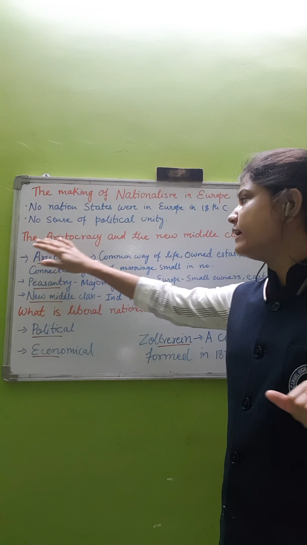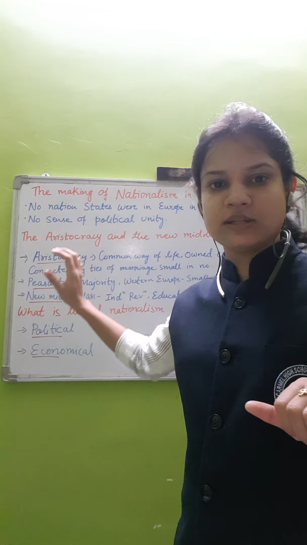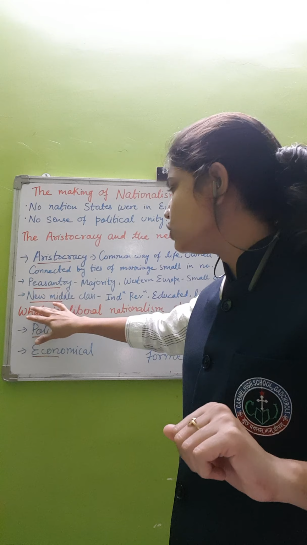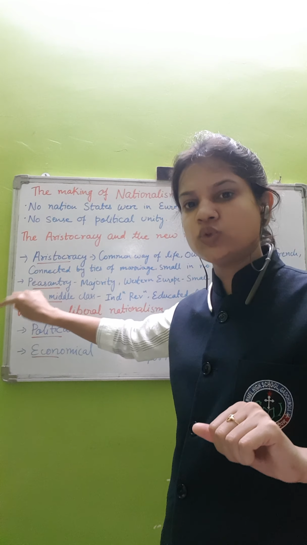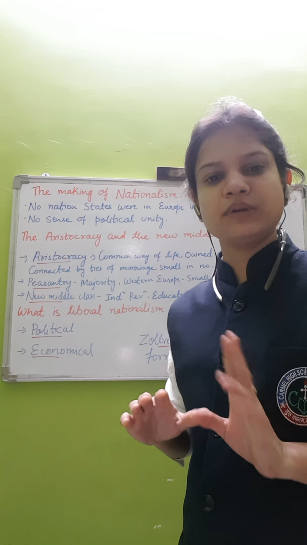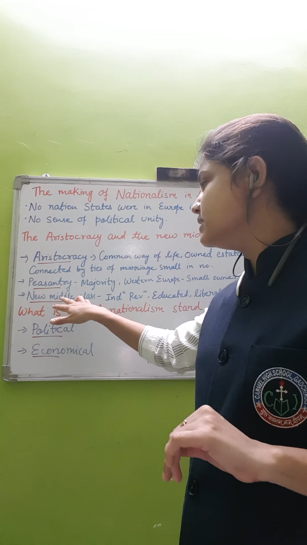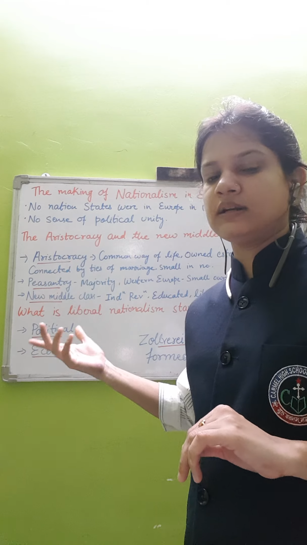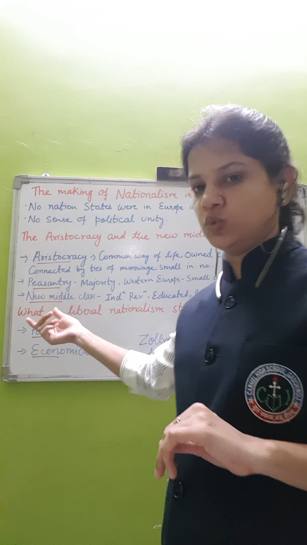Now come to the aristocracy and the new middle class. The aristocracy, that is the monarchy, the king, then peasants. And what is this new middle class? The term new is used because earlier only two sections were there, aristocracy and peasantry. But after the industrial revolution, this middle class emerged. This was developing at the time. This was new. That is why the word new middle class is used.